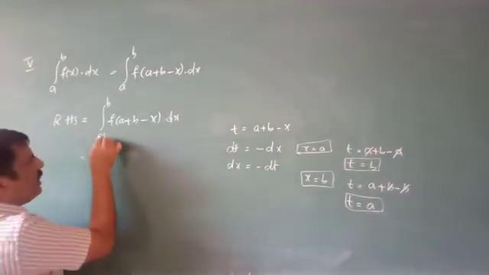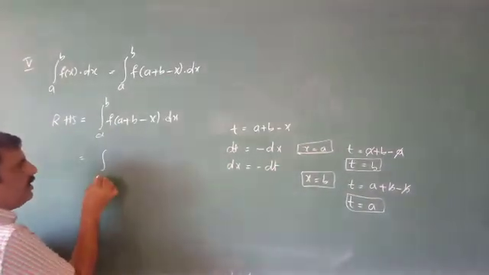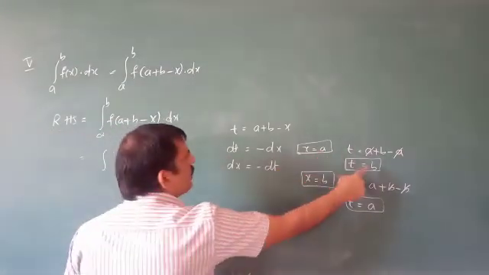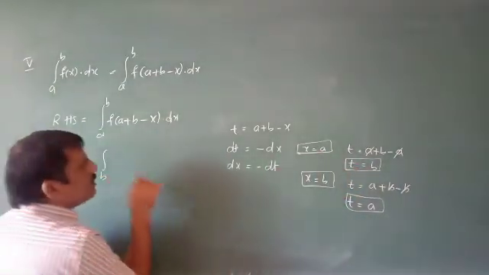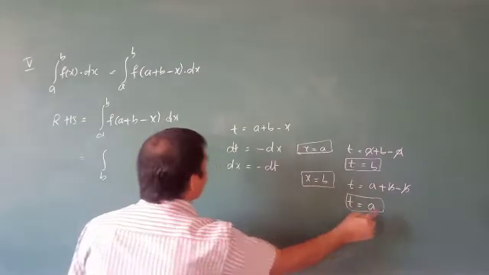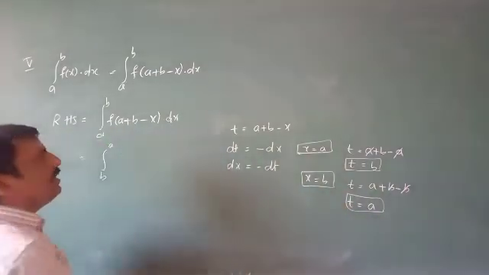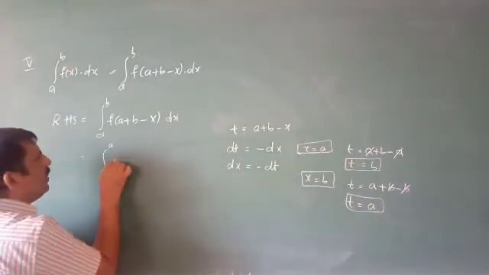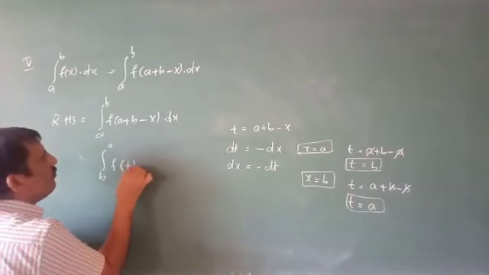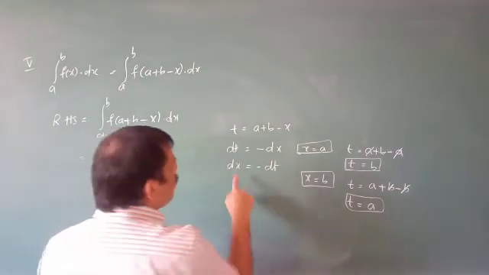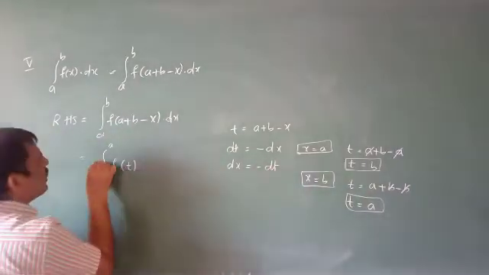So when x is equal to a, t is equal to b, and when x is equal to b, t is equal to a. Then f of t with respect to t, where dx is equal to minus dt.